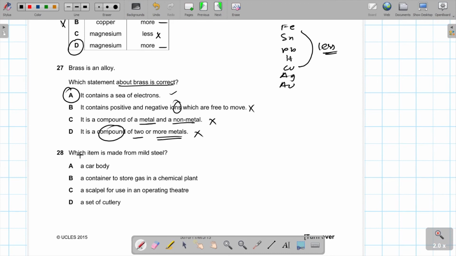Let's move on to 28. Which item is made from mild steel? Okay, so it's mild steel, so less amount of carbon. It can be dented. Want to store gas in a chemical plant? No, it's made of high carbon steel. Scalpel in an operating theater? No, it's also made of high carbon steel because it needs to be durable. A set of cutlery is made of stainless steel, not mild steel. So this is stainless, this is high carbon, and this is high carbon. So the answer is going to be A.